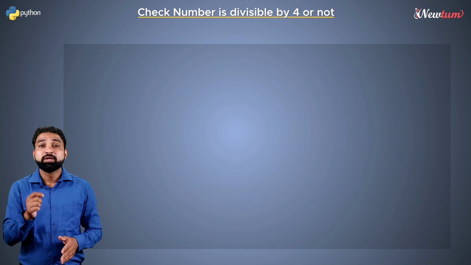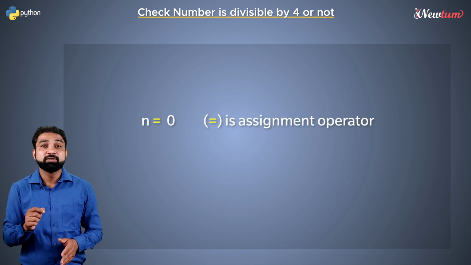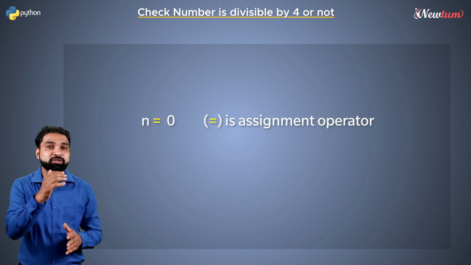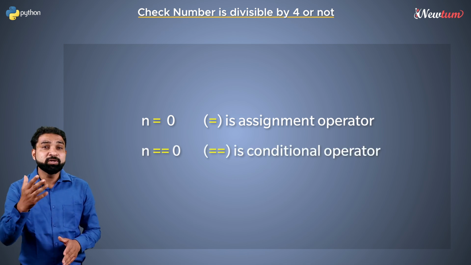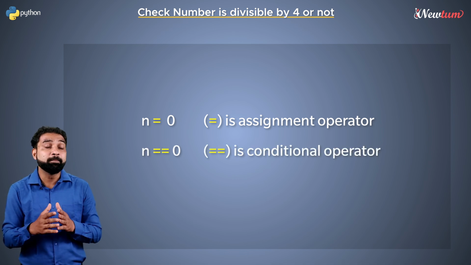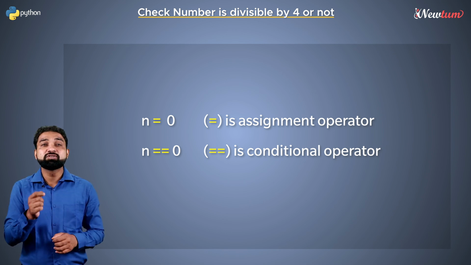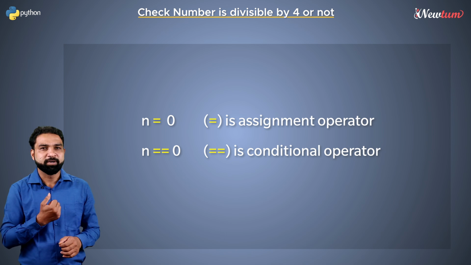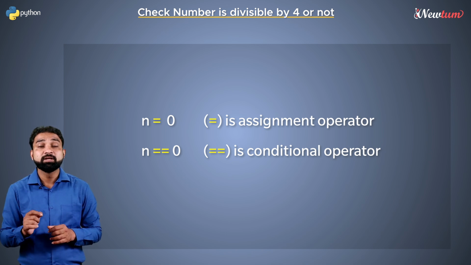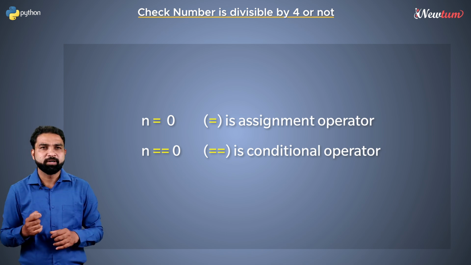Please remember, if you write n = 0, then n value will become 0. If you write n == 0, then n is being compared with 0. Well, now assume you got some insight into conditional operators. Let's see one more example to understand the equal to operator.